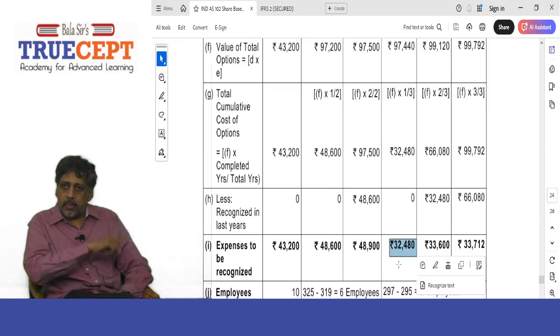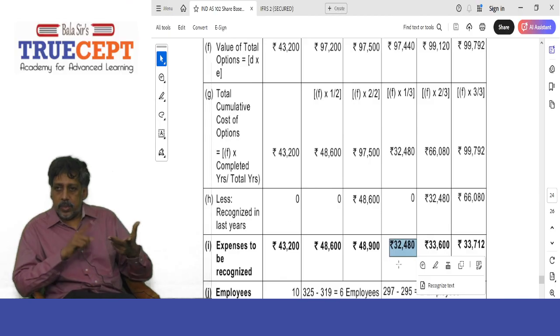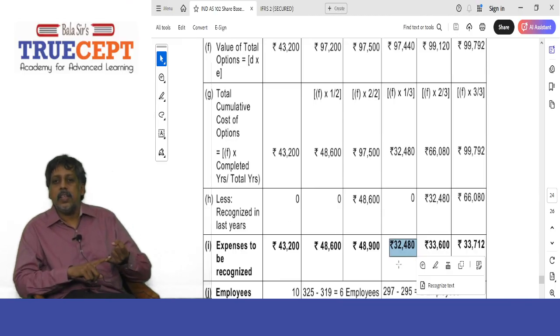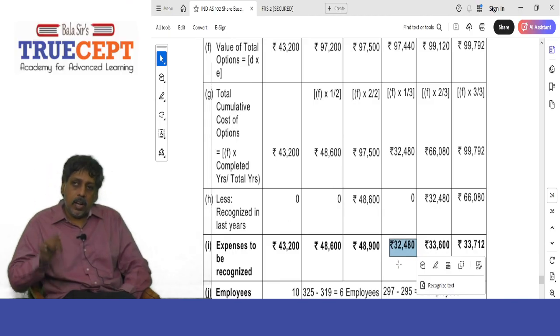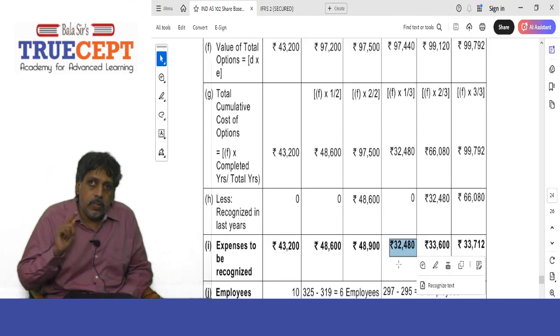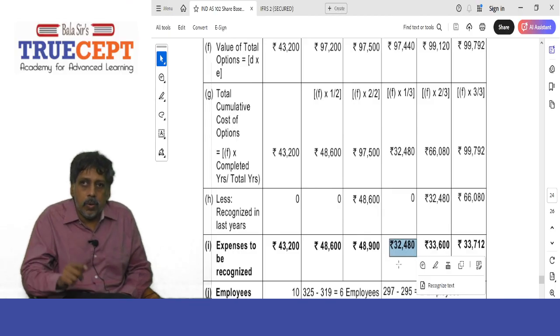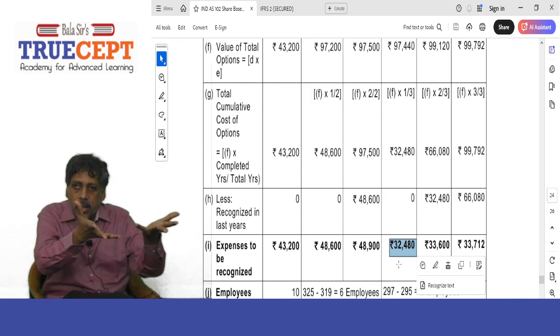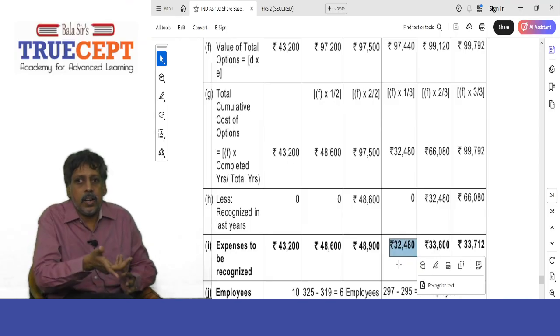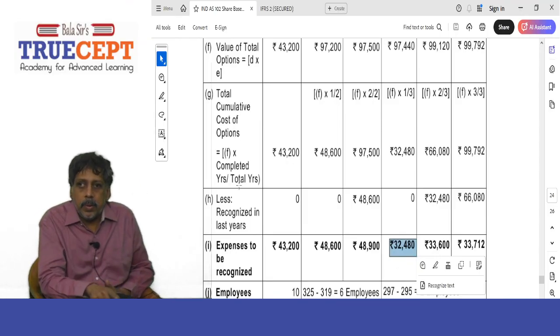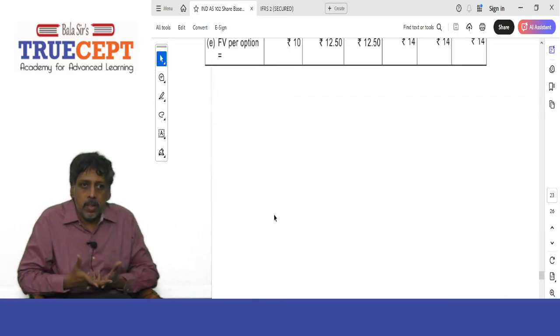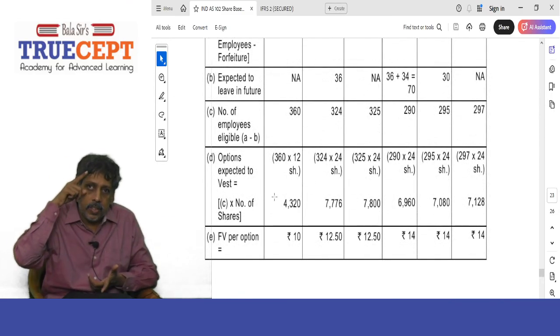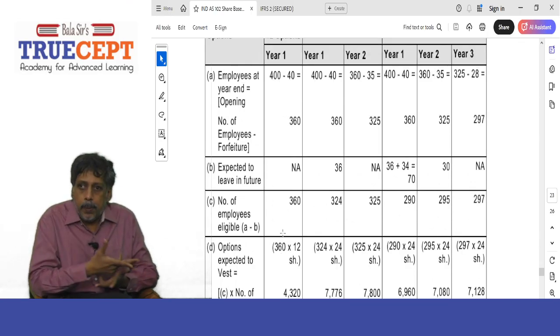And for that, what is the entry? It is employee benefit expense account debit to share-based payment reserve, and the amount is 1,24,280. But keep in mind this 1,24,280 includes the 43,200 that we have collected on G1 from these 360 employees through their service. It's like application money collected in the form of their service. Apart from that, they have to pay even cash, the exercise price, another 125 rupees on application and allotment, right?